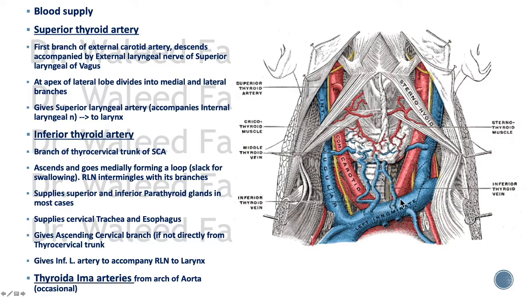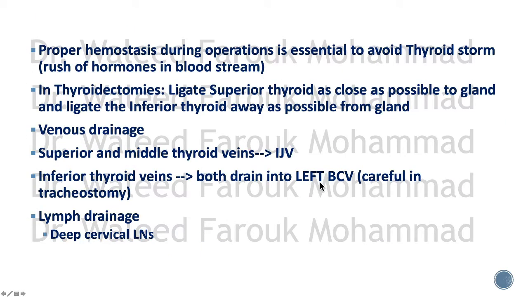See, why? Because the left brachiocephalic vein runs almost horizontally across the superior part of the mediastinum. So it takes both veins, no problem in that. But just don't confuse it with the other two veins, the middle and superior thyroid veins. Lymph drains to the deep cervical lymph nodes, which are the pretracheal, paratracheal, and retropharyngeal lymph nodes.